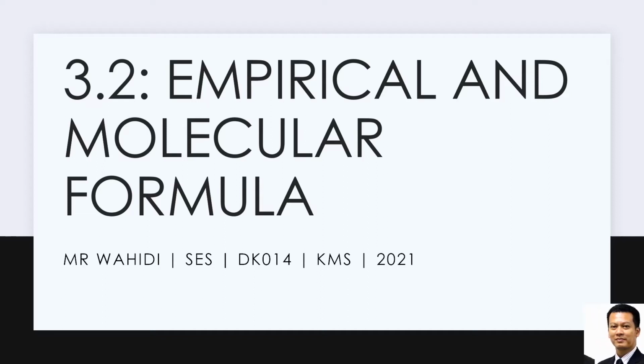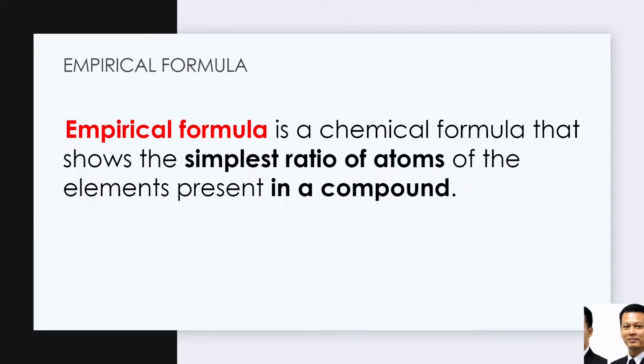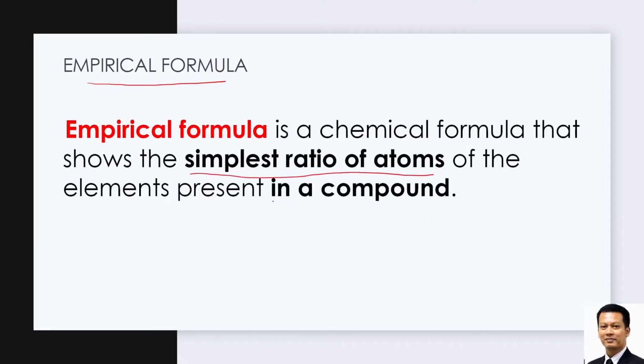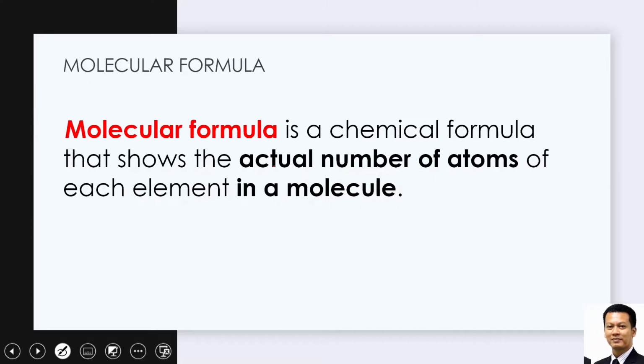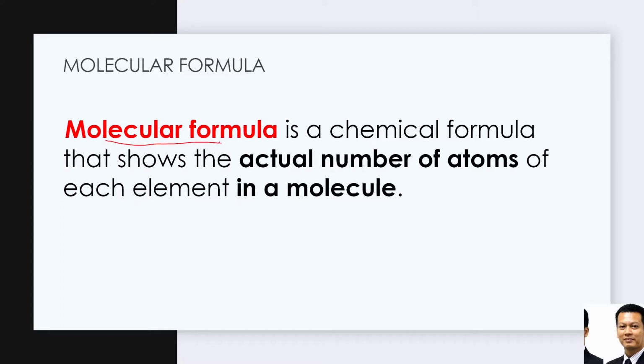Today we are going to study 3.2 Empirical and Molecular Formula. So what is empirical formula? Empirical formula is the chemical formula that shows the simplest ratio of atoms present in a compound. And molecular formula shows the actual number of atoms in a molecule.